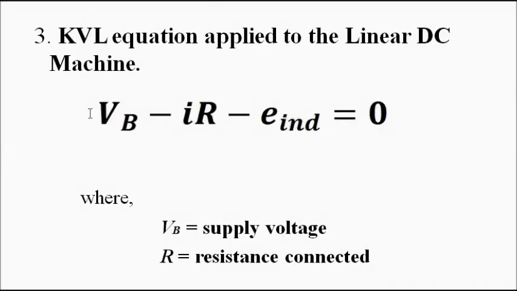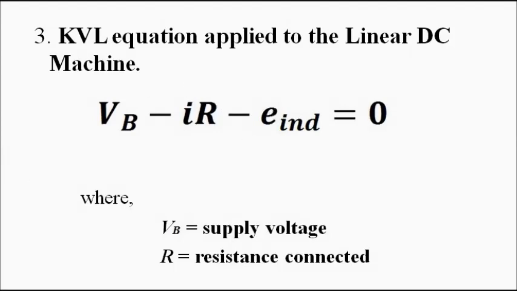The battery supply voltage, this is the voltage drop across this resistance, and e_ind is the induced voltage. Now I have already posted a video related to how to apply KVL in a circuit, the two ways in which we can apply KVL. You can check out that video. So this is the KVL equation. VB is the supply voltage, R is the resistance connected, e_ind is the induced voltage, and iR is the voltage drop. So this is the third equation involved.